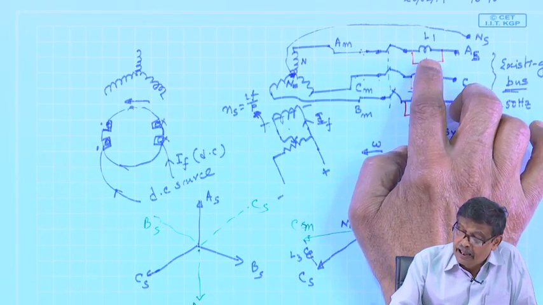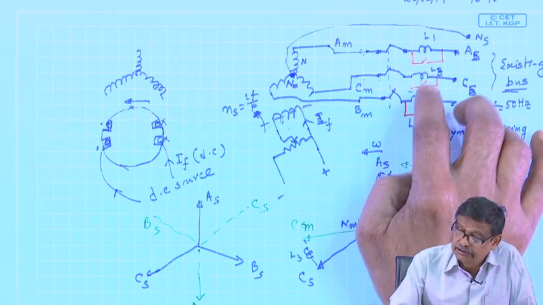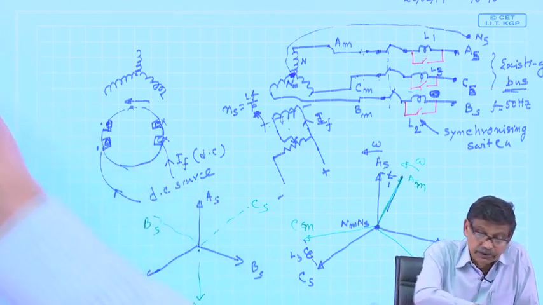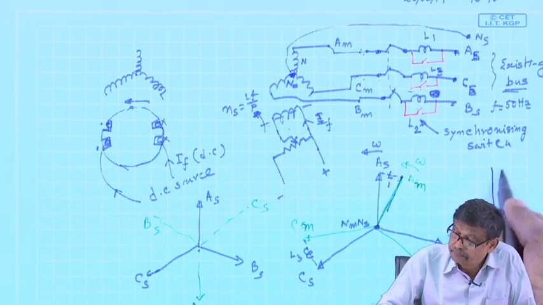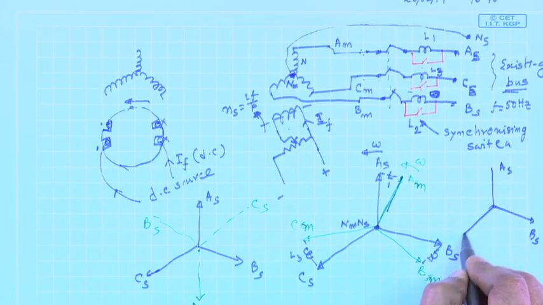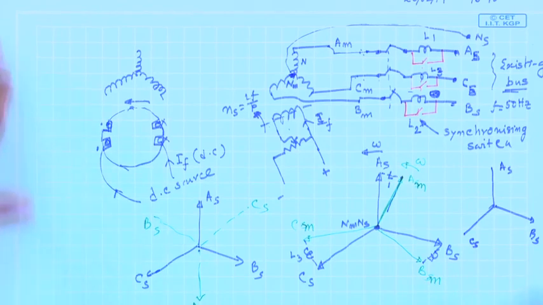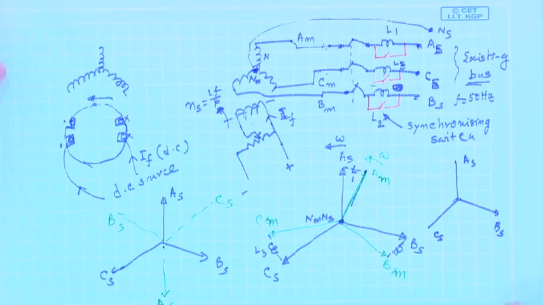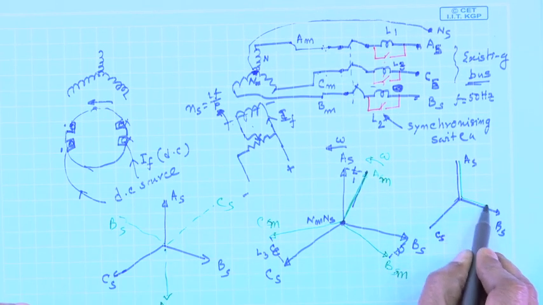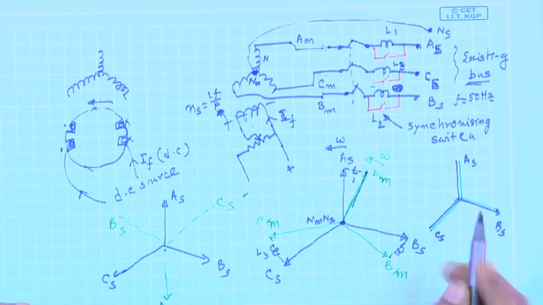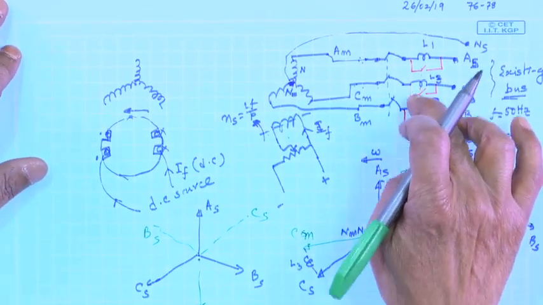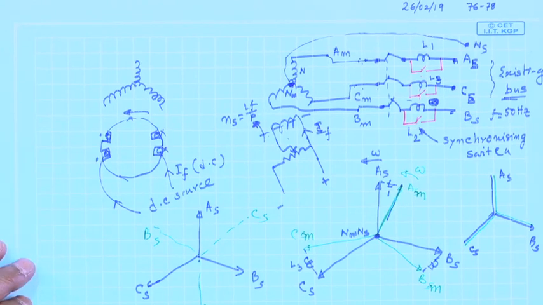Therefore, I am allowed to close this switch if all the lamps are dark, that is, the situation should be like this. They must overlap. That will be the most favorable instant of closing these switches. That is the whole idea.